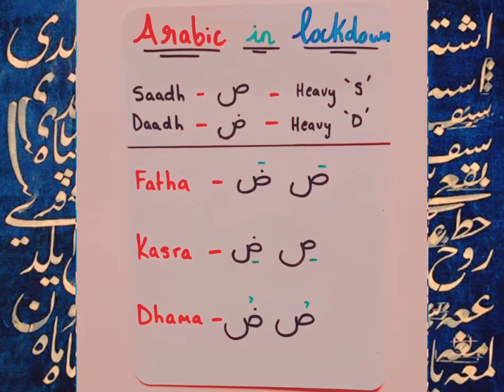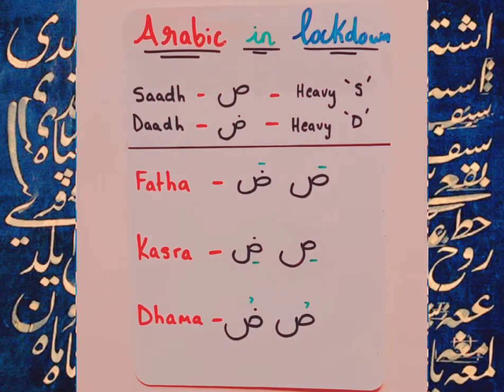Okay, so today's lesson, we're looking at 4 new letters. The first 2 are right opposite you. So we're looking at the letters Sad and Dad. Again, if you recall from previous lessons, some letters will be quite similar, the same as Ra and Zain, and the same as Sin and Shin. There's a couple in the Arabic alphabet which are quite similar in shape, but not necessarily in pronunciation.